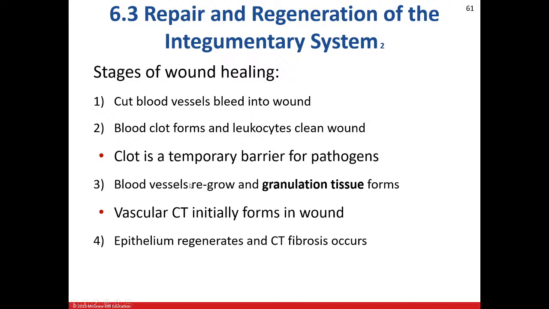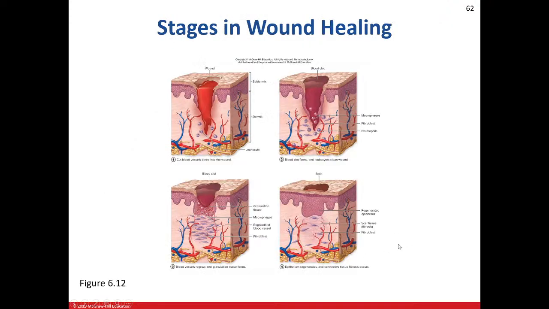Then the blood vessels will regrow, and we see the granulation tissue form. Vascular connective tissue initially forms in the wound. And then we see the epithelium regenerate, and the connective tissue fibrosis can occur. So here we see the wound. We've had, let's say, a splinter. A splinter entered the skin.